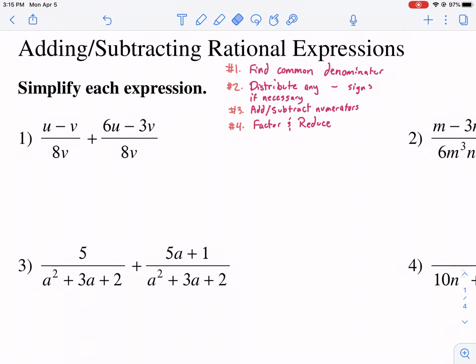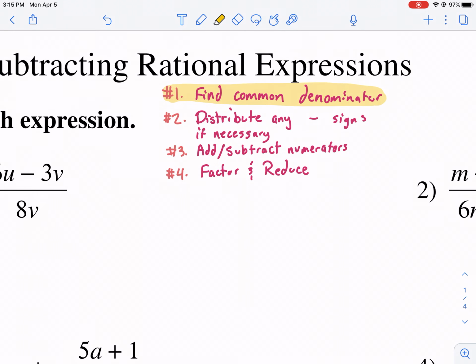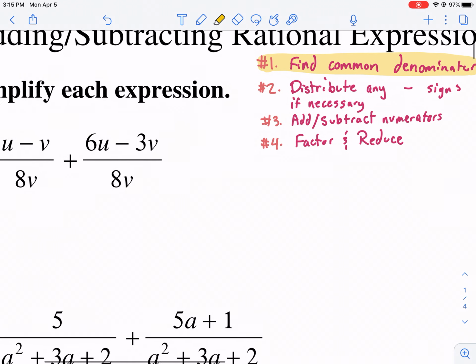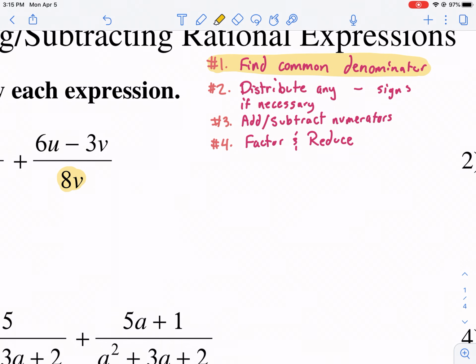So when we're dealing with adding and subtracting rational expressions, the first step we always need to make sure we take care of is finding a common denominator. This is absolutely the number one prerequisite before you get down to the nitty-gritty. Steps 2, 3 and 4 we can do later, but we're going to first identify that with our first problem. Here we see that the denominator is 8v for both the rational expressions. So now we can proceed to step 2.